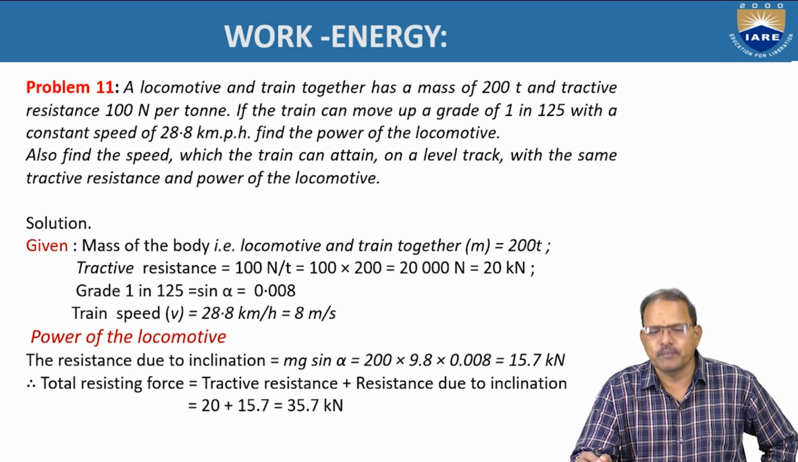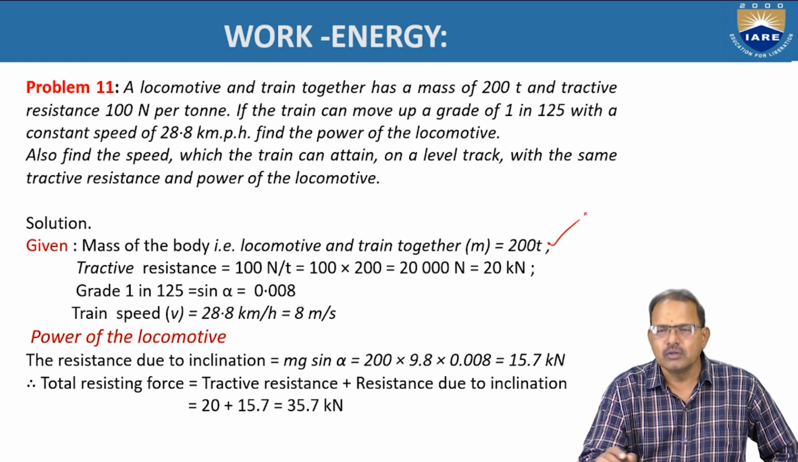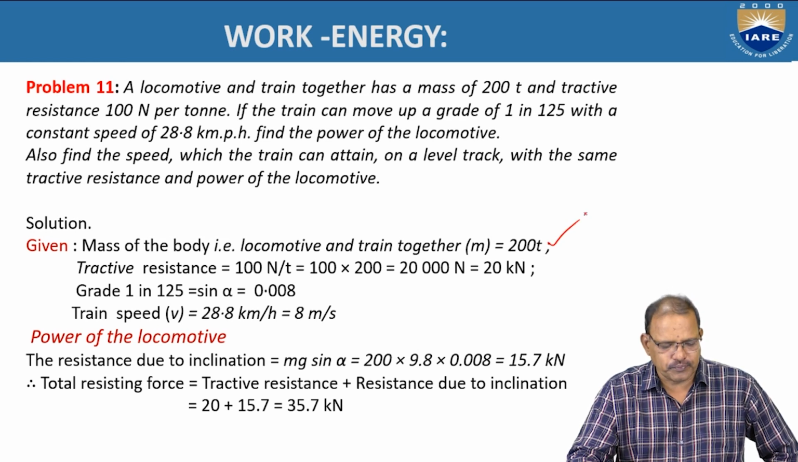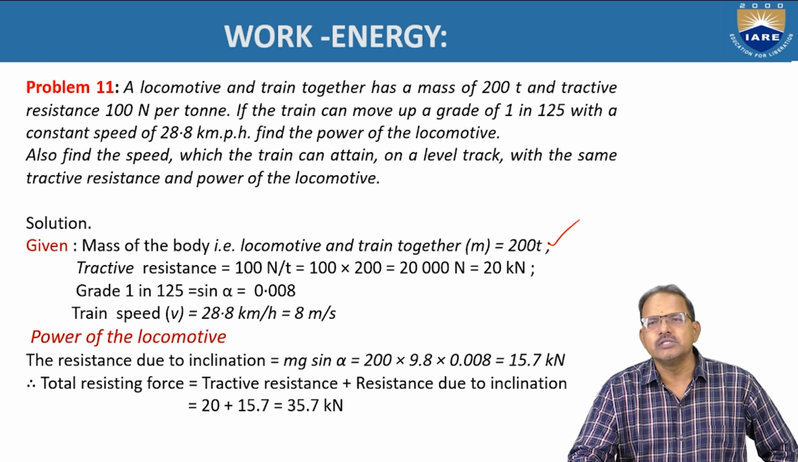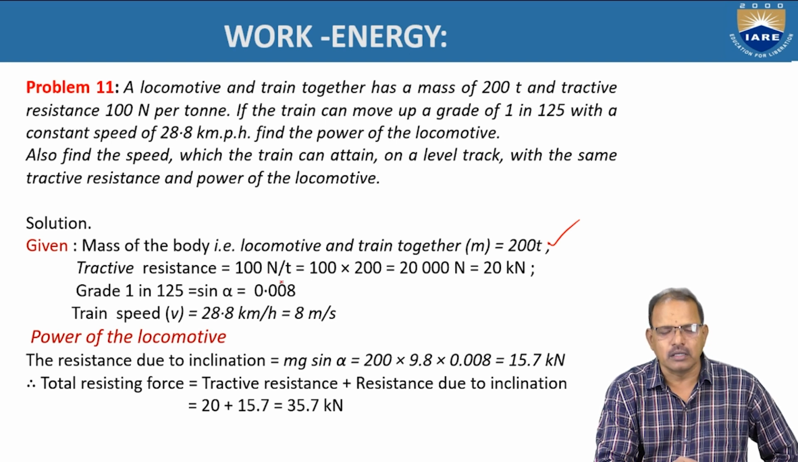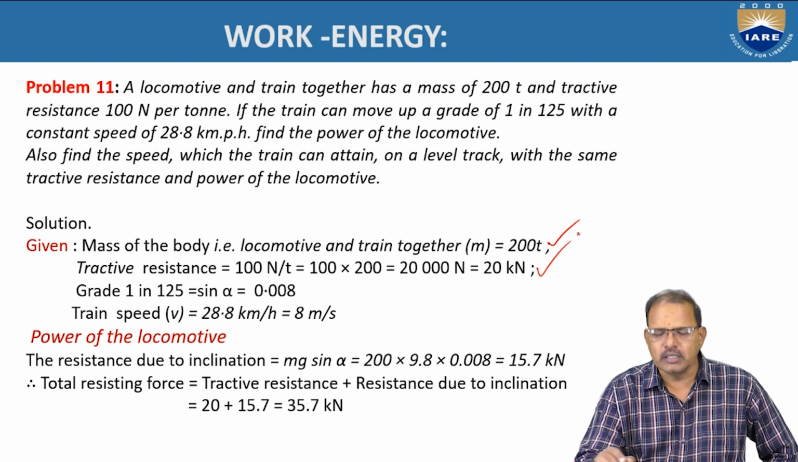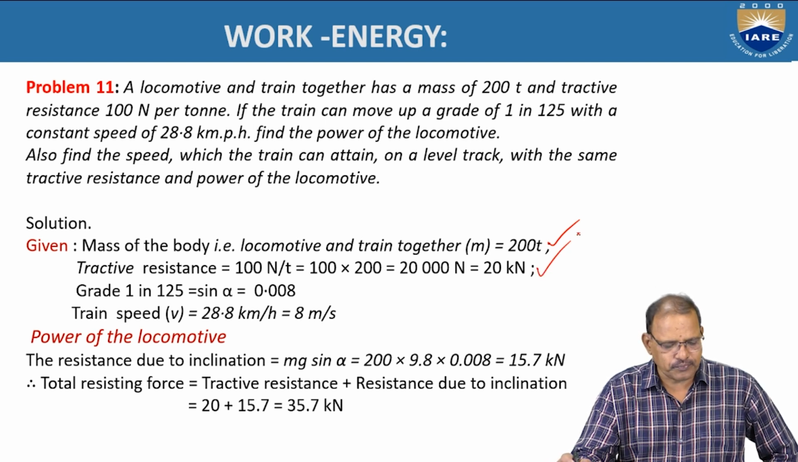Here the given data in the problem is the mass of the body, locomotive and train together, which is equal to 200 tons. Tractive resistance, nothing but the friction resistance, is given as 100 newtons per ton, which is equal to 100 into the total weight 200, which is equal to 20,000 newtons. It can be written as 20 kilonewtons now.